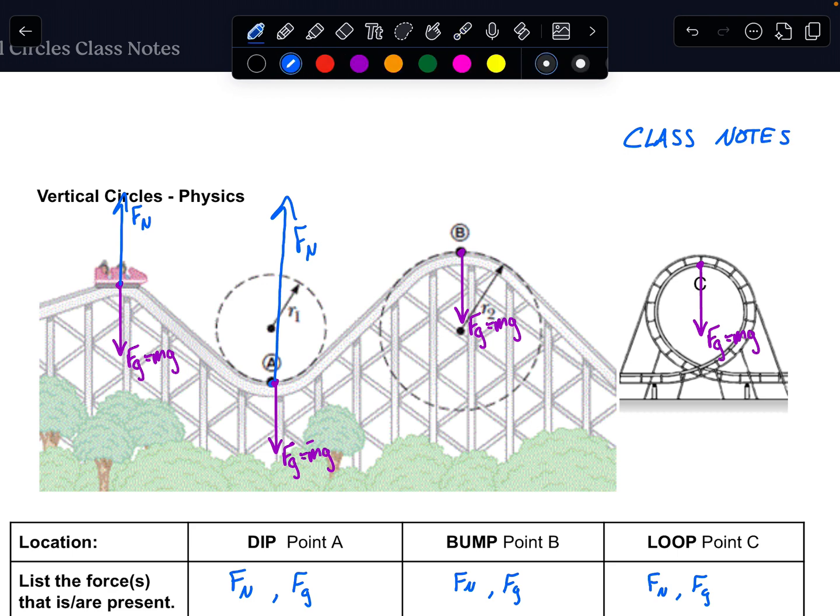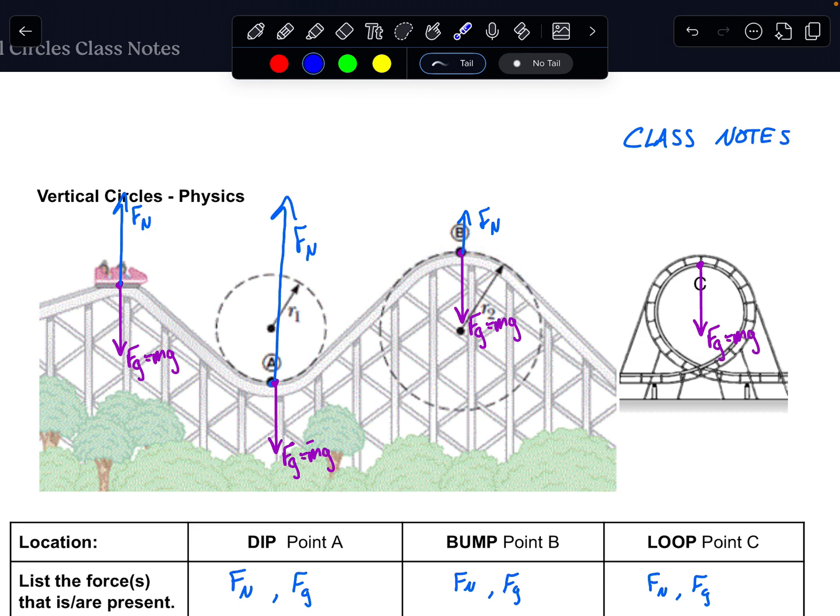So there will still be some normal force, but it must be a smaller amount of normal force because I need the net force. When I combine normal and gravity force, I need the net force to be directed to the center. And the only way to do that is to have less normal force so that my overall net force is directed to the center, making it turn and accelerate around that corner.